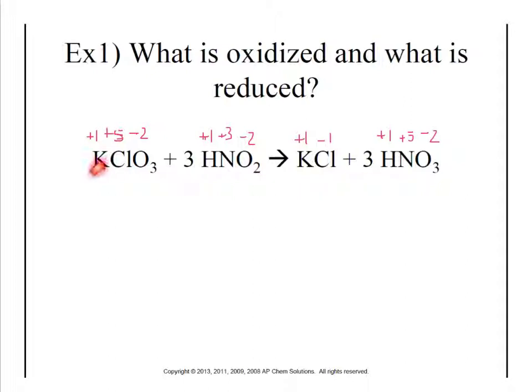If we look at something like potassium, potassium started out at +1 and wound up at +1. So its oxidation number did not change. Therefore, it was neither oxidized nor reduced.